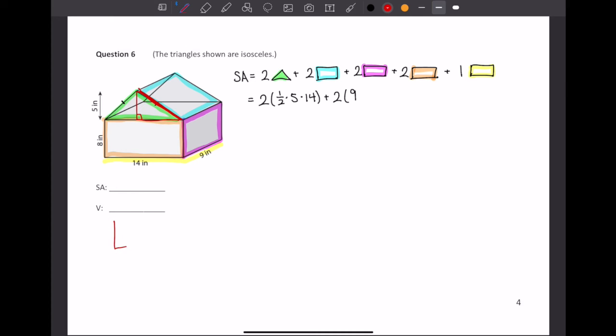So in this right triangle, we know that the height is 5. Because the green triangle is isosceles, when we split the bottom, we cut it perfectly in half. So the whole length was 14. So for our right triangle, the base is 7, and we're trying to find the hypotenuse of this right triangle.